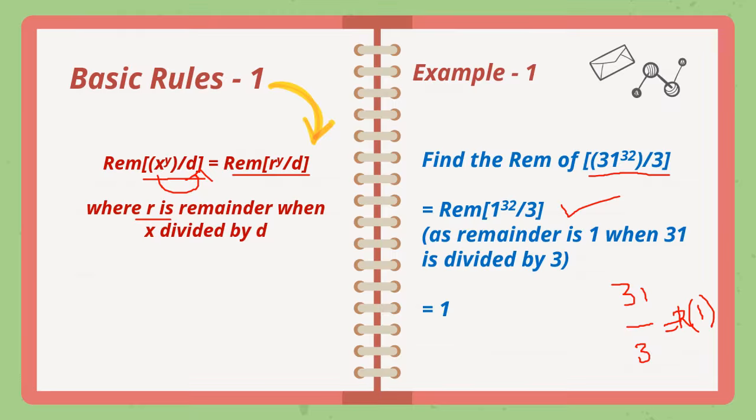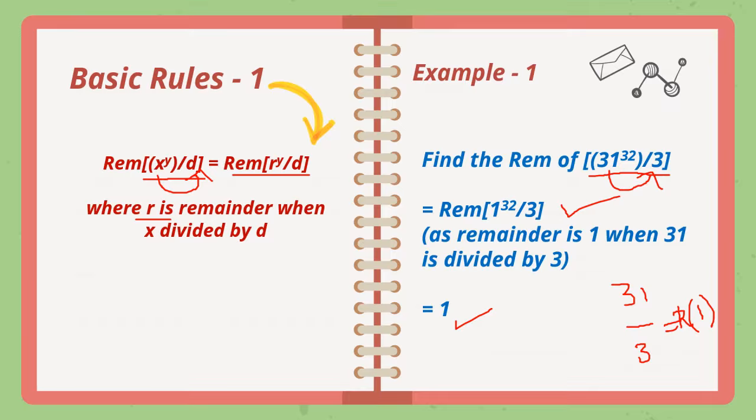I repeat again: 31 when divided by 3 leaves remainder 1. Whatever remainder I get, I take that remainder to the power 32. The same power exists. So 1 to the power 32 gives me 1, and 1 divided by 3 leaves 1, so 1 is my answer. Got it? For every rule, this video also carries 2 sample questions, so let's go to the sample question to re-emphasize the concept.